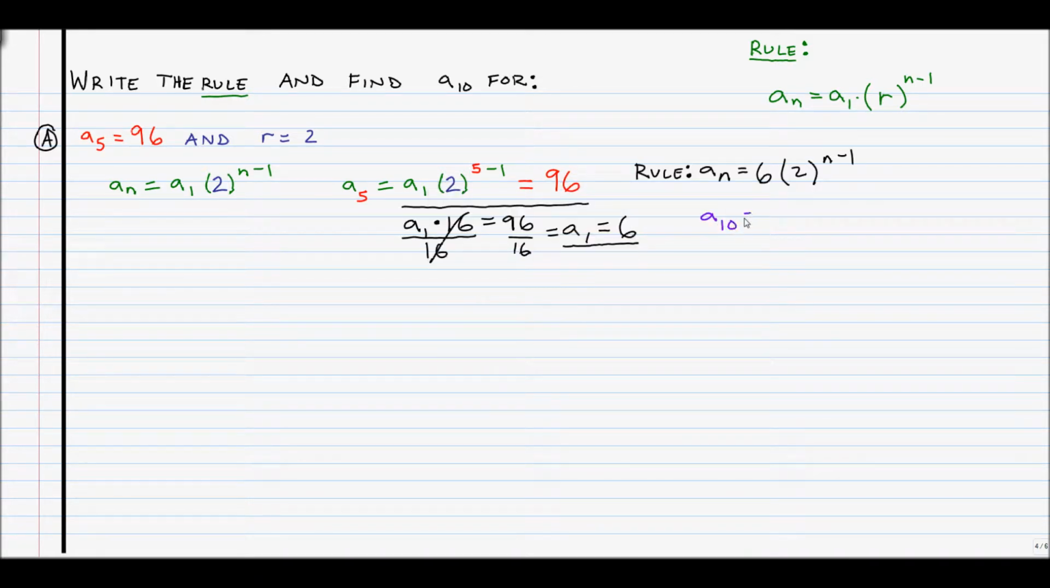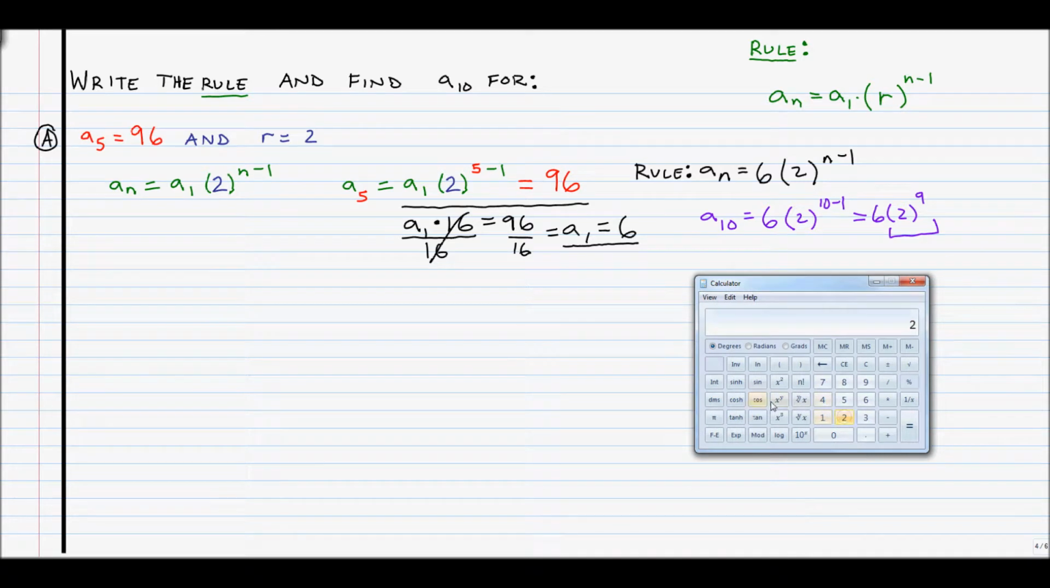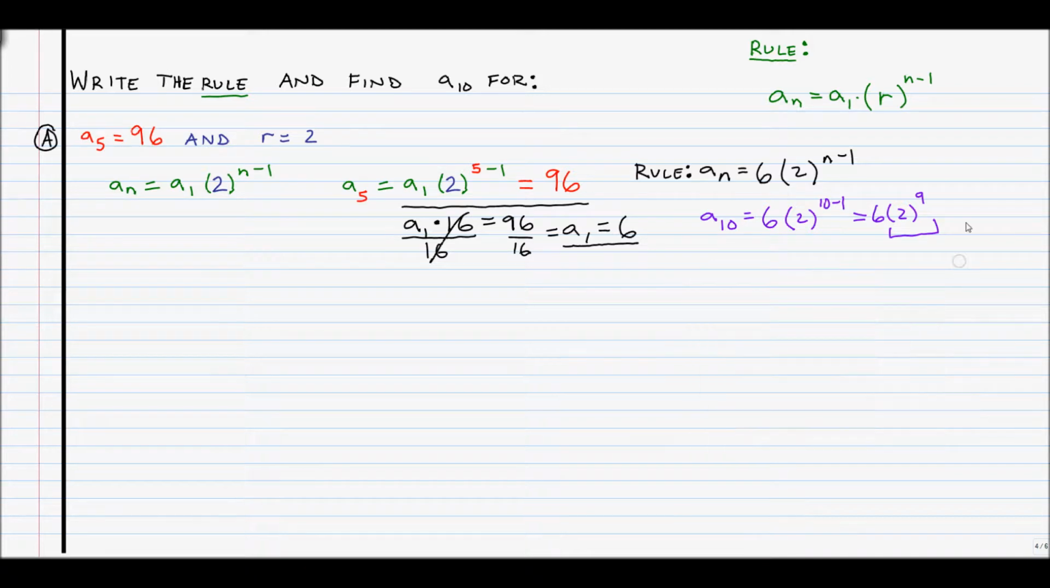So, okay, a sub 10 is equal to a sub 1 times r to the 10 minus 1. That's the same thing as 6 times 2 to the 9th power. Remember, we have to do this guy first. So, in my calculator, we do 2 to the 9th. That's equal to 512. We multiply it by 6, and we get 3072. So our rule was this guy, found right up here, and our 10th term, the one we were looking for, term number 10, the 10th number in this list, is 3072.